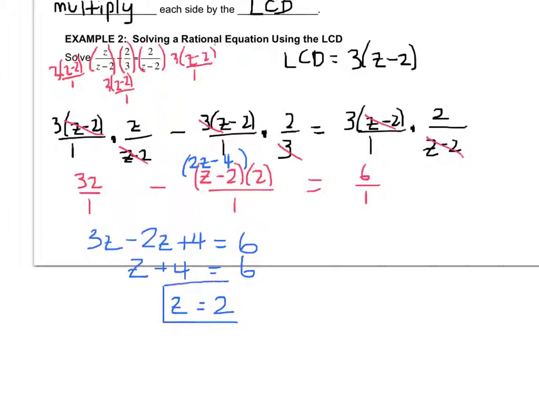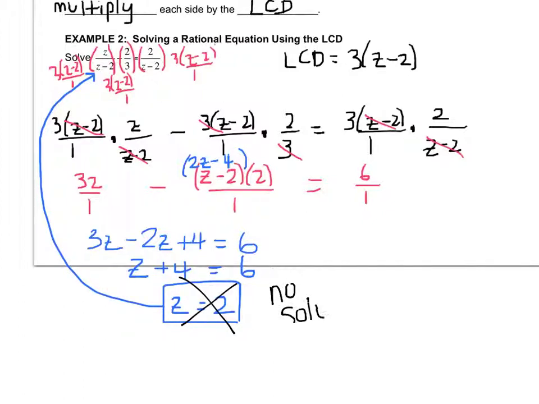So you go to circle it, and you're like, yeah, I got it. But then you look up here, and z is not allowed to be 2, because if z were 2, it would be undefined, because you get a 0 in the denominator. So we did all that work. z can't be 2, so there is no solution. What a bummer. So don't just circle your answer and think you're done. You always have to go back up and check to make sure it works.